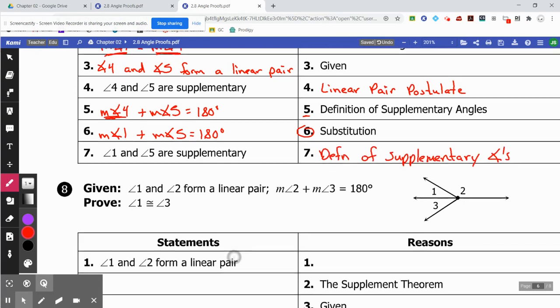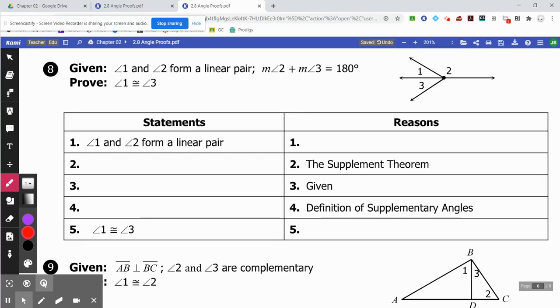Okay, number 8. It says angles 1 and 2 form a linear pair. Angle 2 and 3 add up to 180. So again, we need to develop a plan here. Angle 1 and 2 form a linear pair, so that means they're supplementary. They add up to 180.